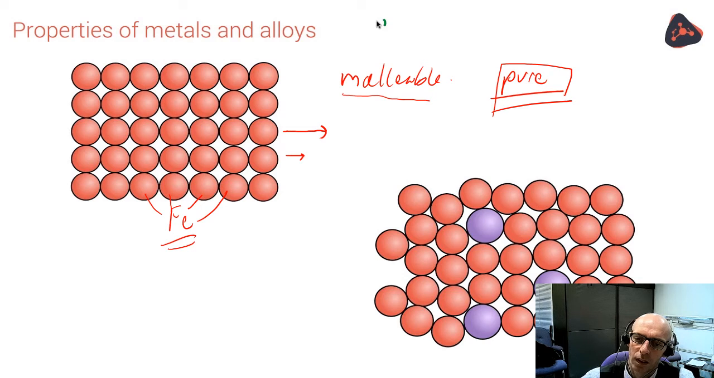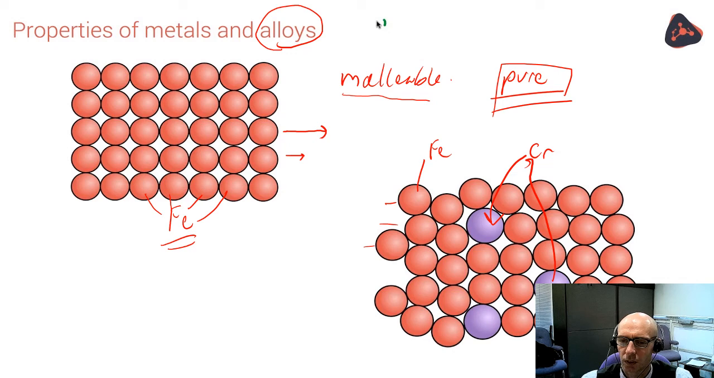Here, however, we've mixed in the purple ones. So here's my Fe, and here, for example, I've mixed in some chromium. By mixing the two different metals, look what I've done. I haven't got neat lines now going across, so therefore it changes the properties. That is called an alloy. An alloy is any mixture of metals. We'll do a bit more about that in a minute, but those aren't bad diagrams to have before you move on.